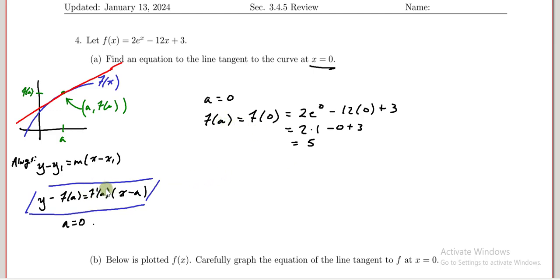Likewise, we're going to need to know what f prime of a is. One way to compute f prime of a, I think it's easiest to first find the derivative as a function. So I'll compute f prime of x, and this would be 2e to the x minus 12.